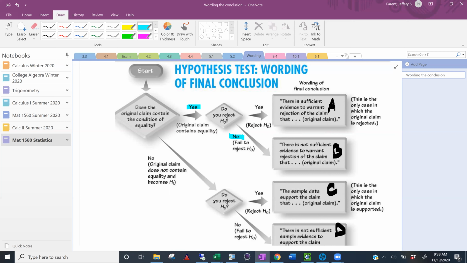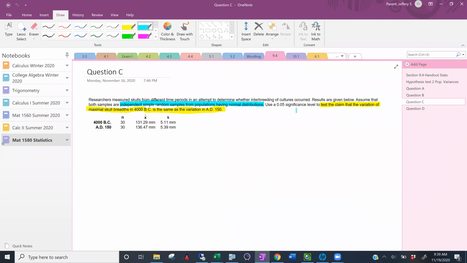So there is not sufficient evidence to reject the claim that. And for what follows next, you might want to go back to the original problem. So that's here in section 9.4, and I've got it in yellow. Just state in words the claim that you were testing.